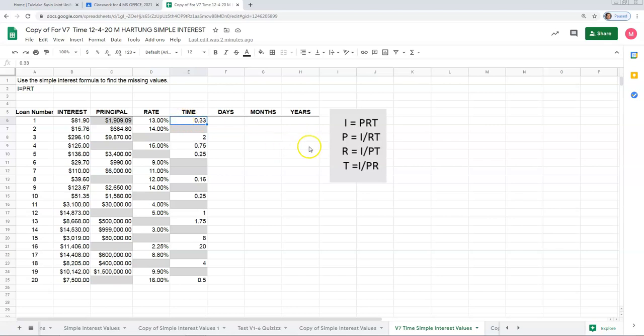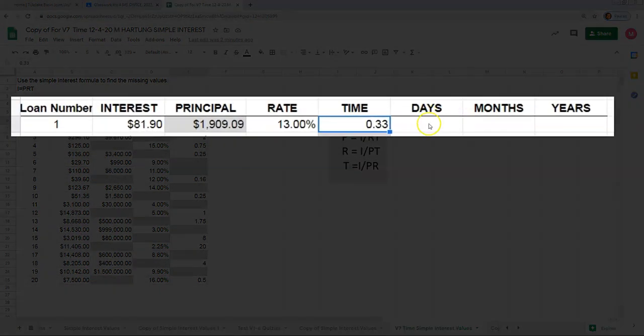Remember from the simple interest formula that time must be expressed as years. Sometimes time is less than a year, and so we need to create the decimal value or the fraction of a year so that we have an accurate calculation. So here, for example, loan number 1, the amount of time is about 33% of a year, or 0.33. So let's go ahead and calculate how many days that would be.